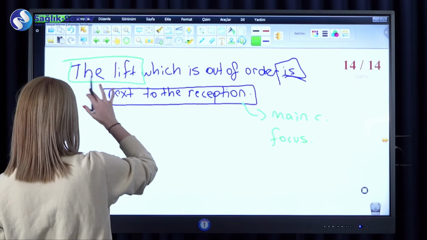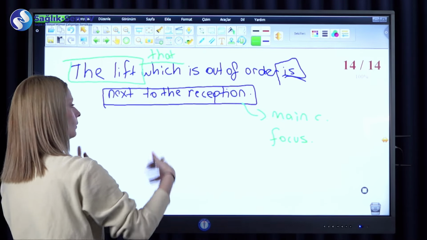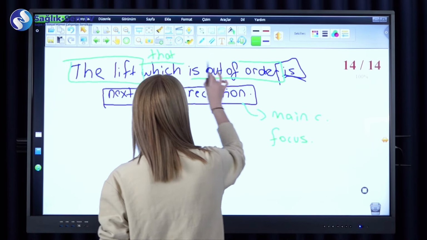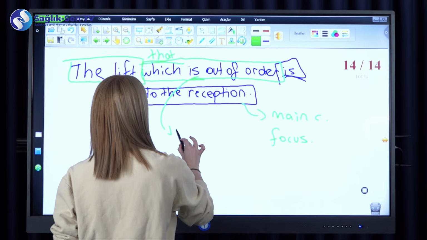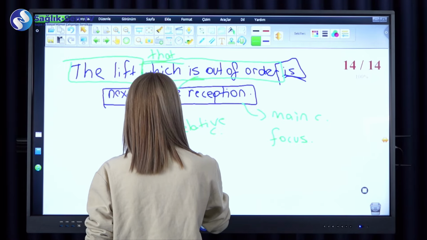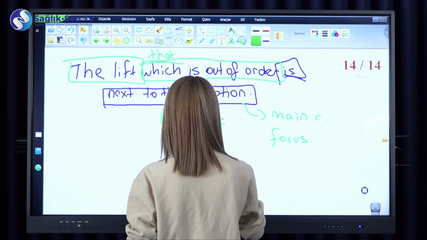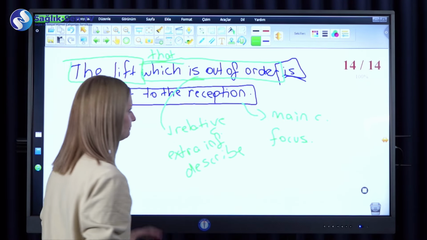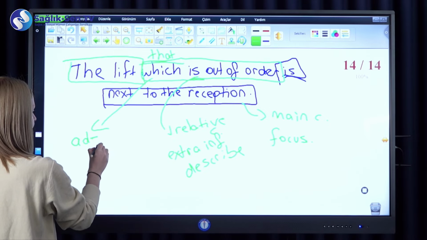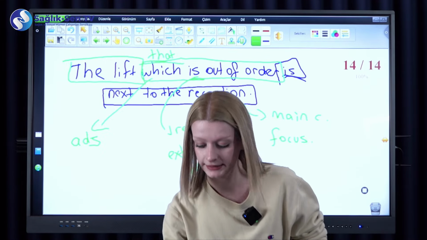Subject, of course, is the same. I could again use that or which, they are both correct. Is out of order here is my relative clause. It gives extra information or describes the subject, which makes it work like an adjective in this sentence.